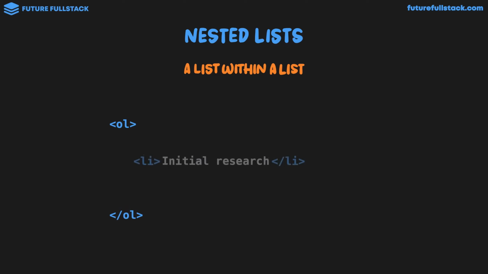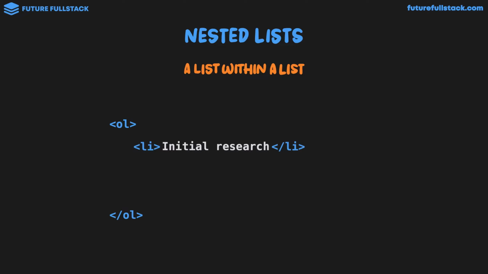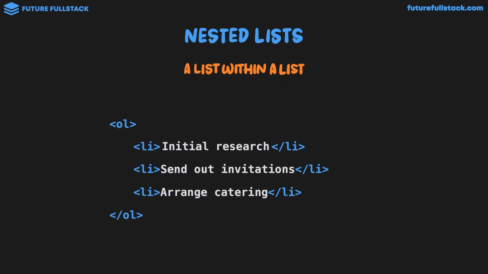The first step is initial research. The second step is send out invitations. And the third step is arrange catering. Now, it is common to want to list further details of some of these list items. For example, in initial research, there are several things you need to do.